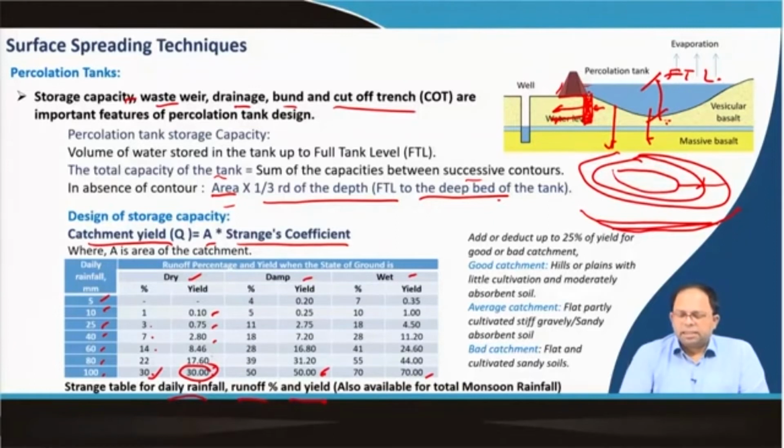In addition, we can add or deduct 25% of the yield for good or bad catchments. Now, what is a good catchment? Good catchments are hills or plains with little cultivation and moderately absorbent soil, and a bad catchment is flat and cultivated sandy soils. So, in that case we can deduct 25% of yield, whereas for a good catchment we can add 25% of yield in addition to these values. And Strange's coefficient is also available for total monsoon rainfall in the Indian context, right. Or we can also determine these values for each rainfall event.